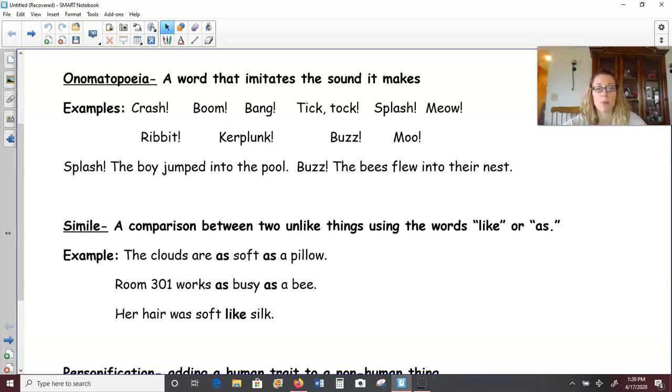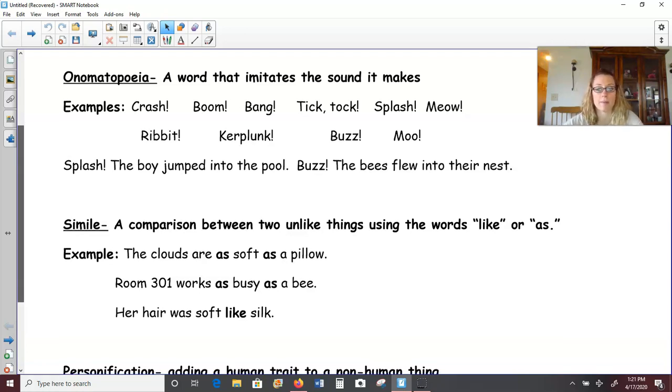Words like crash, boom, bang, tick, tock, splash, meow, ribbit, kerplunk, buzz, moo. Those words also imitate their own sound. So those are called onomatopoeia. I call them sound words. The example sentences they gave were: Splash, the boy jumped into the pool. Buzz, the bees flew into their nest. Sometimes it's fun to add onomatopoeia words into your poetry because it helps the reader get an idea of the sounds they could be hearing while they read your poem.